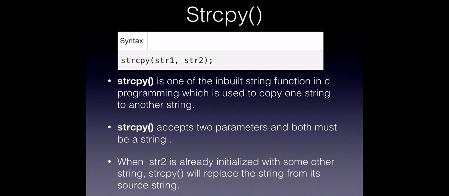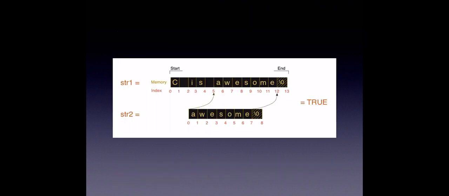In this example, string 1 has C is awesome and string 2 is awesome. So if you use string 3 equals strstr of string 1 and string 2, string 3 will hold the element awesome. And if the instance of the second string is not found in the first one, it returns a null character to string 3. And if it's just checked without another string, it returns true or false Boolean values.